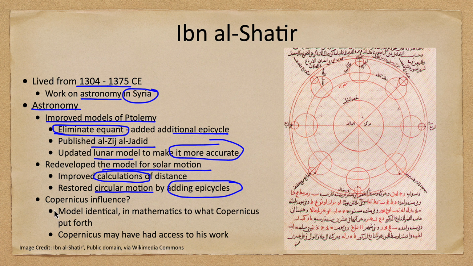Now, there is a question as to what the influence was between al-Shatir and Copernicus, because when we look at the models in mathematics, they're essentially identical to what Copernicus put forth. Now, remember, al-Shatir's is geocentric. Earth is at the center. Copernicus was heliocentric, with the sun at the center. But in terms of the model, the mathematics was still almost exactly the same, and it's thought that Copernicus may have had access to a translation of his work that made it to Europe in that era, and that may have given him some of the ideas that then carried over into his heliocentric model.